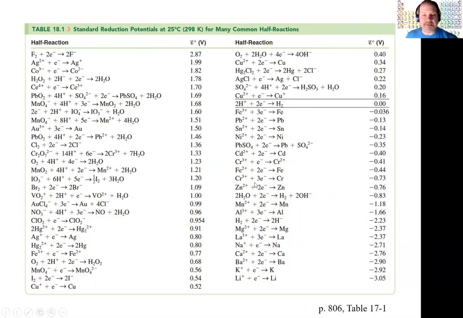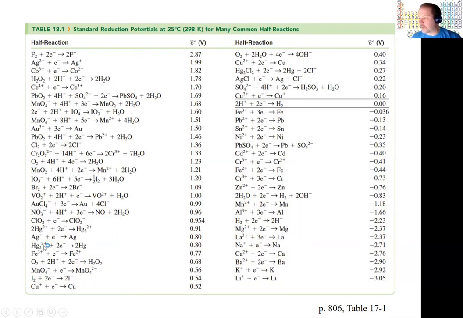So some things like to be oxidized and some things like to be reduced, but you can see that these are all reductions because fluorine, the very first one on the top left, fluorine plus 2 electrons gives us 2 fluorides at 2.87 volts. So here's a table that you can look up to find the reduction potentials for all sorts of ions and metals, liquids, solids, and gases.